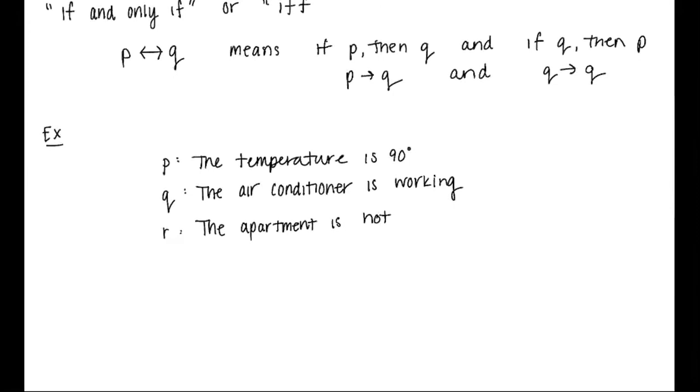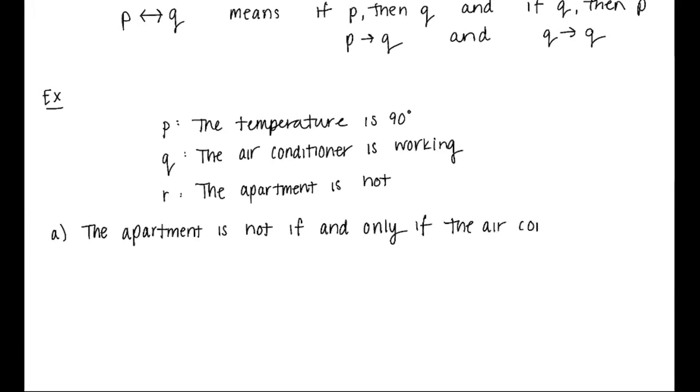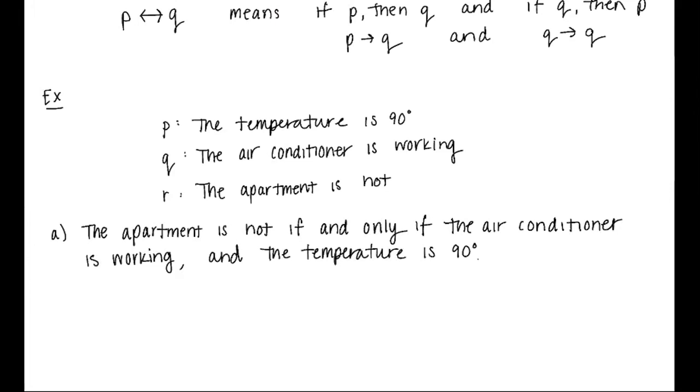And we want to first translate the given sentence into symbolic form. So we are told the apartment is hot if and only if the air conditioner is working and the temperature is 90 degrees. Okay.